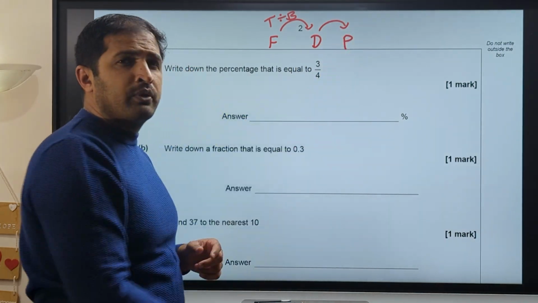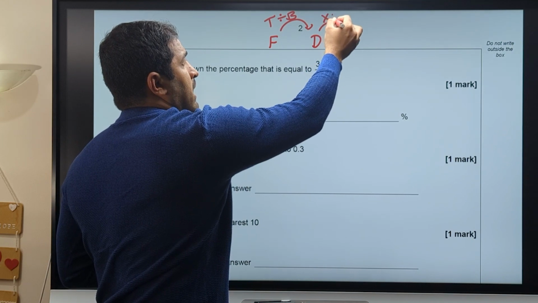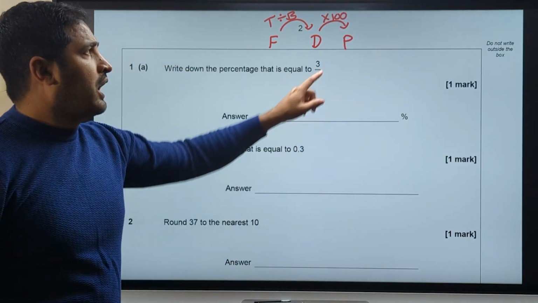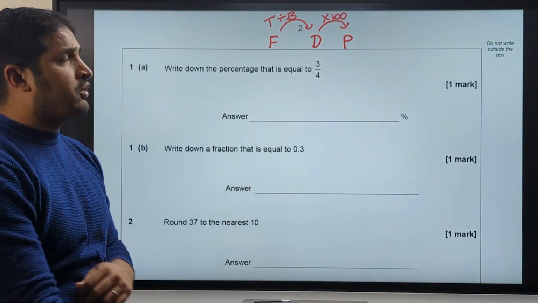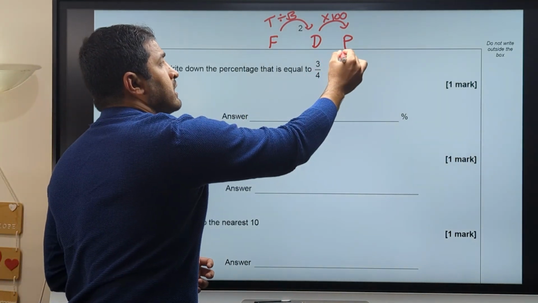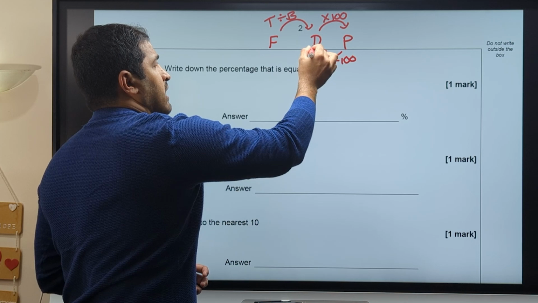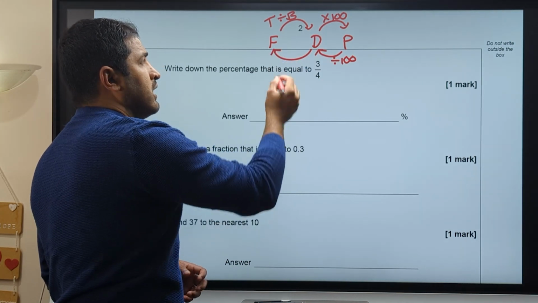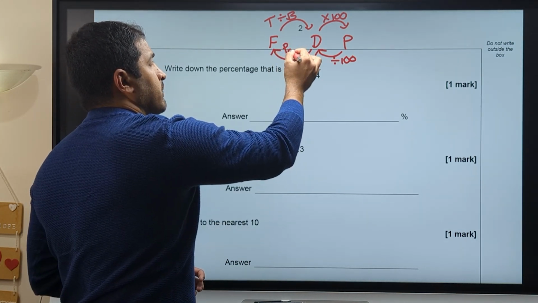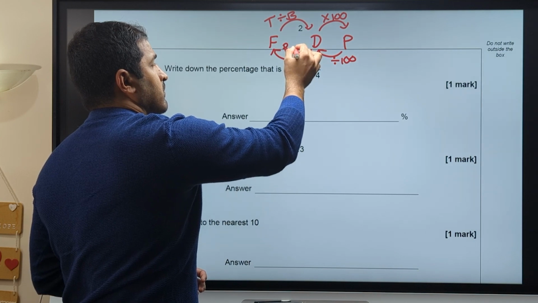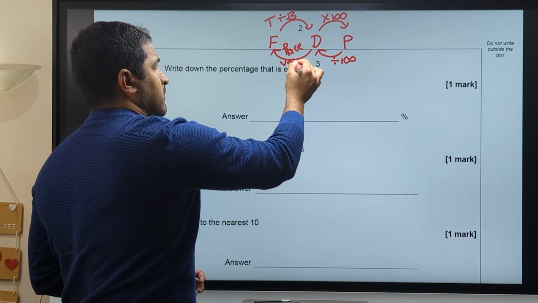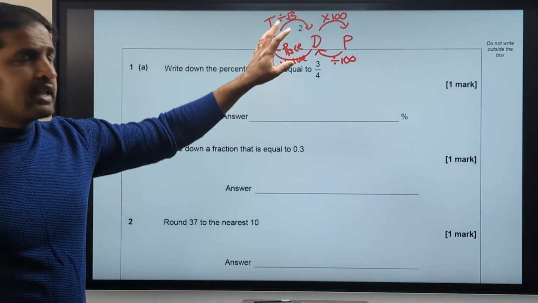And from decimal to percentage, we always multiply by 100. If I wanted to come back from percentage to decimal, then all you have to do is divide by 100. And if you go from decimal to fraction, then you can look at the place value, and I'll explain what I mean.